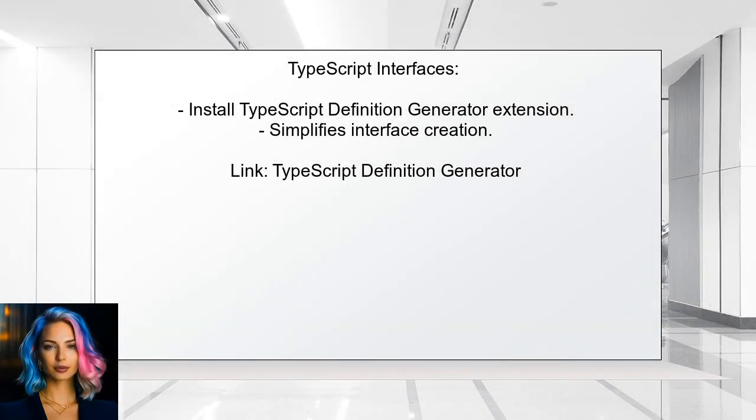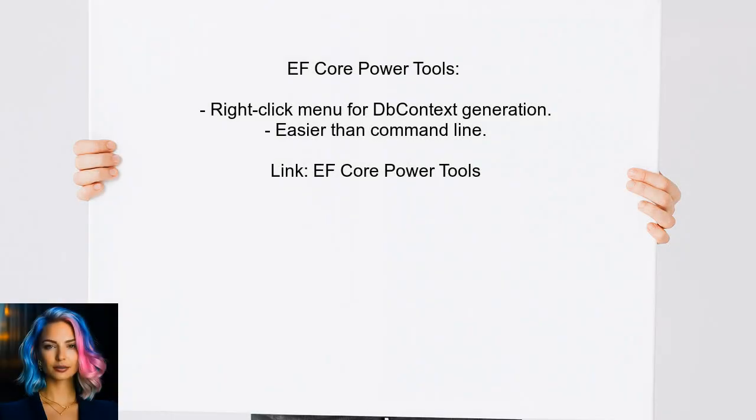For TypeScript interfaces, consider using the TypeScript Definition Generator extension for Visual Studio 2017. This tool can help streamline the process of creating interfaces for your project. Additionally, there's an extension called EF Core Power Tools for Visual Studio 2017. While it doesn't handle stored procedures, it allows you to generate the DB context with a right-click menu, making it easier than using the command line.